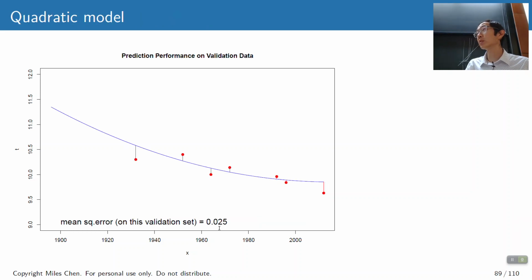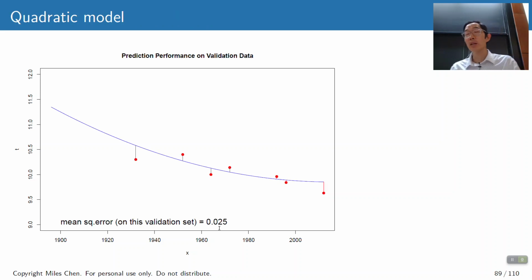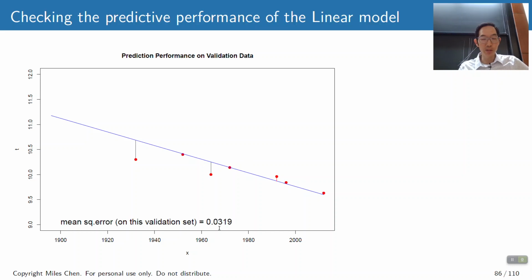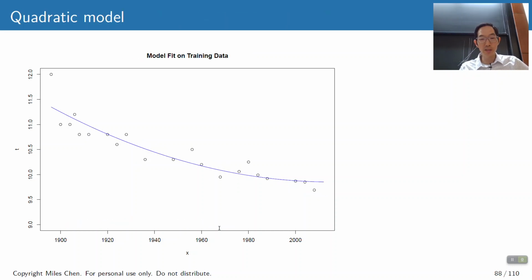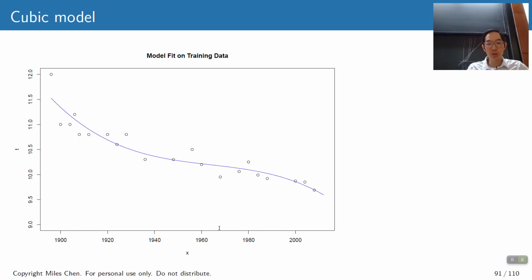So those red dots are in the exact same position. And we're just saying, how well does this quadratic line predict these dots? And so I calculate the mean squared error for these dots, and we get 0.025. Okay, and it's hard for me to judge, but looking at these dots and these dots, I guess this one's doing a slightly better job. 0.025. Okay. Same thing, we're going to do a cubic line.